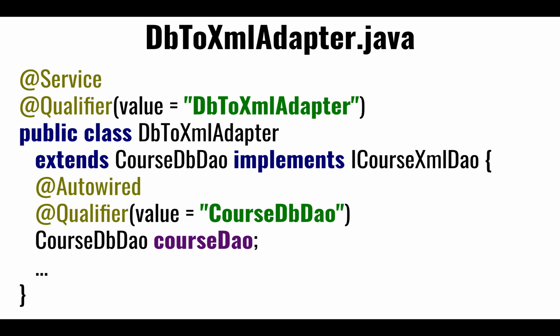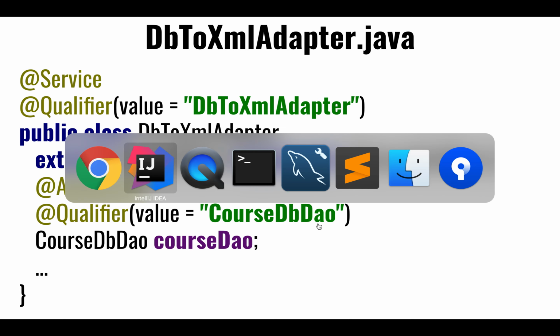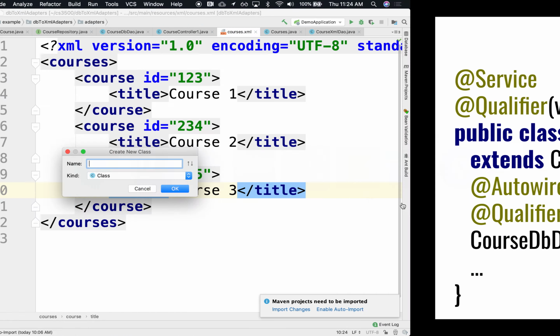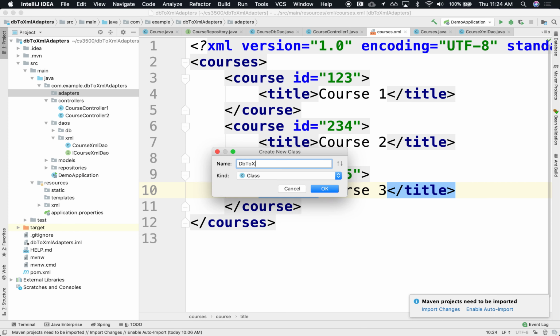So let's do that, and we're going to use the delegate pattern. We're going to have an instance of the other implementation, and we're going to delegate all the calls, all the invocations to the old interface in terms of this new implementation. So let's start off, and we'll do a DB to XML adapter.